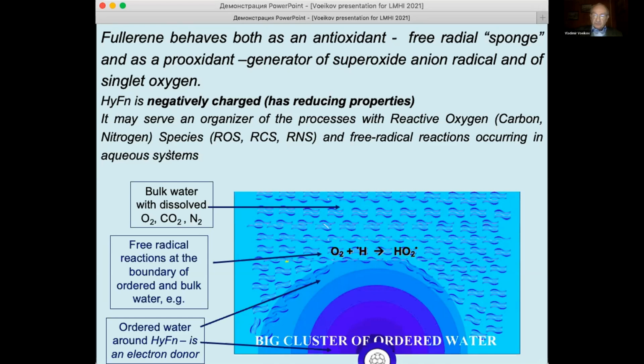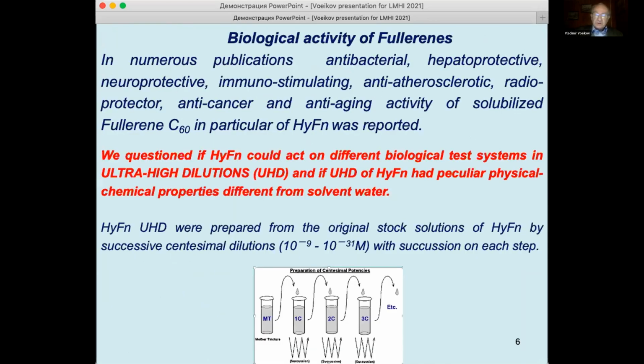Fullerenes, there are a lot of reports in the literature about biological activities of solubilized fullerenes, of modified, hydroxylated and other chemically modified fullerenes, and also of hydrated fullerene, of which we are talking here.